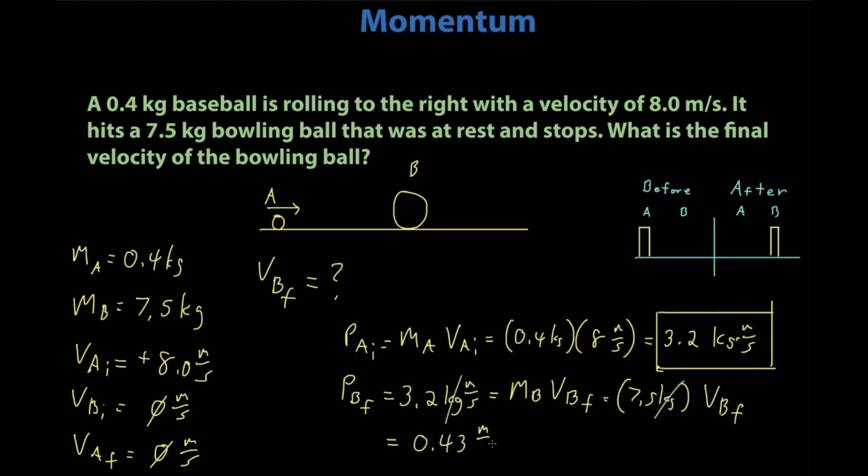0.43 meters per second. So the baseball transferred all its momentum to the bowling ball, but since the bowling ball has a larger mass, it will have a smaller velocity. And all my momentums are positive because my velocity was positive for the baseball and for the bowling ball after it was hit.